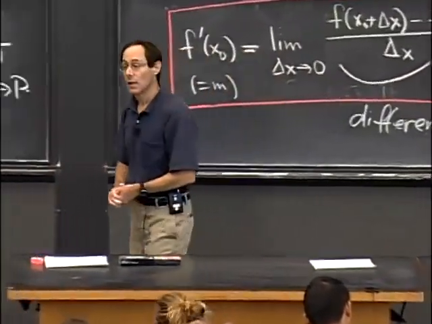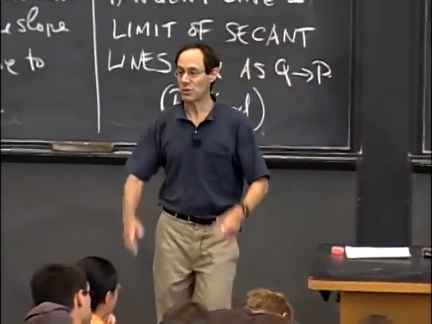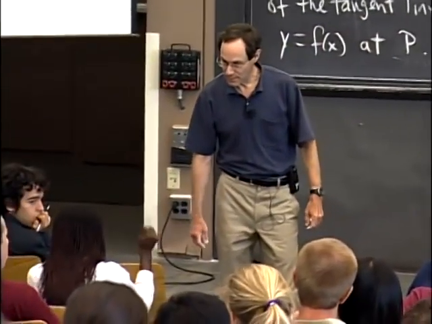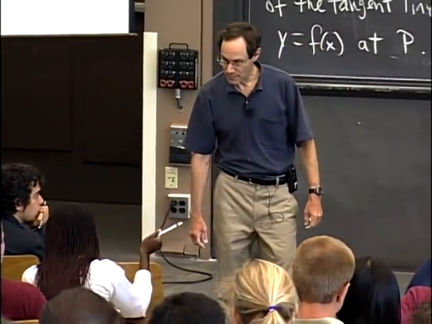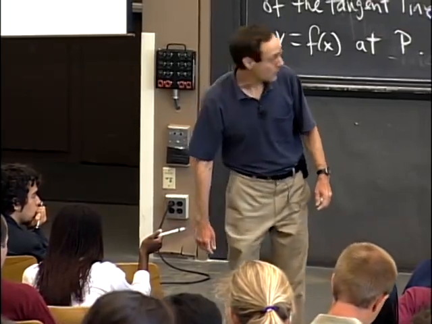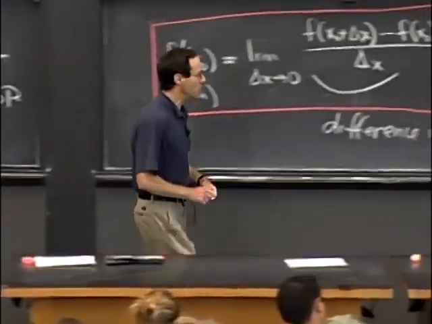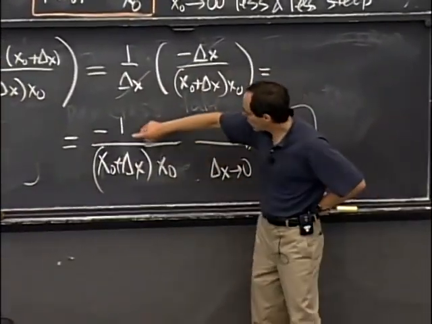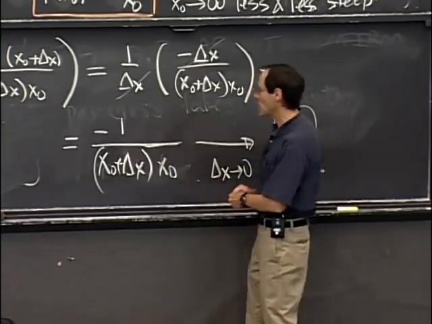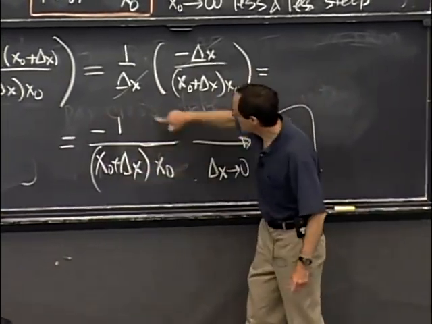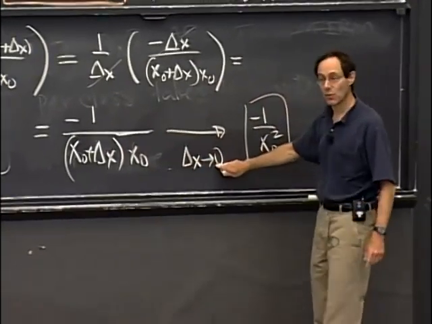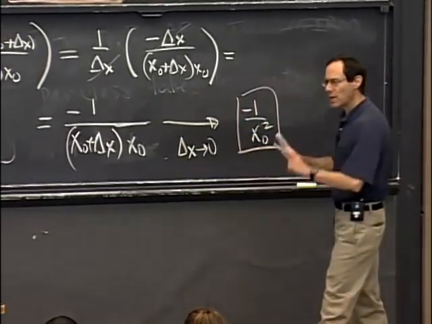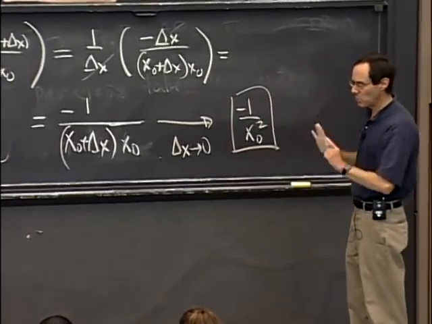All right. So I've managed to fill the boards, so maybe I should stop for a question or two. Yes? So the question is to explain again this limiting process. So the formula here is we have basically two numbers. So in other words, why is it that this expression, when delta x tends to 0, is equal to minus 1 over x0 squared?